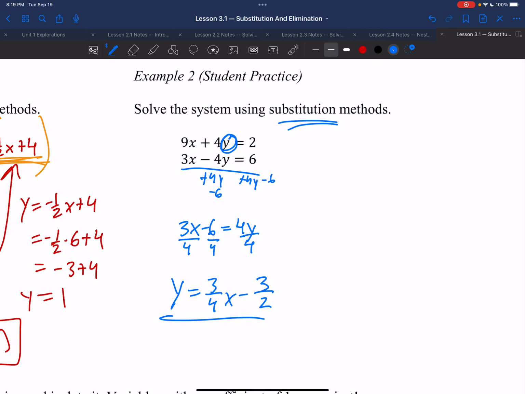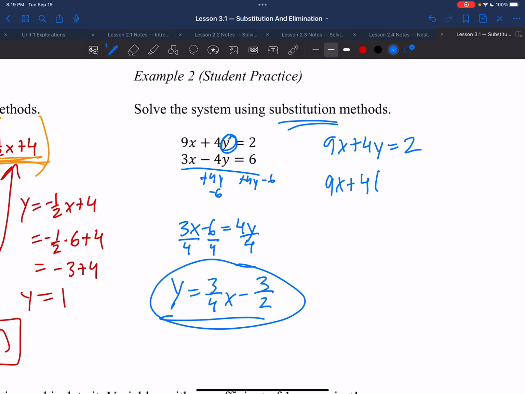Okay. My foot hurts. You say, I don't care, Mr. Spake, teach me the lesson. 9x plus 4y equals 2. I'm going to substitute y with this expression here. So 9x plus 4 times, and remember, I have to replace y with an entire expression, so use parentheses, 3/4 x minus 3/2, and this equals 2.